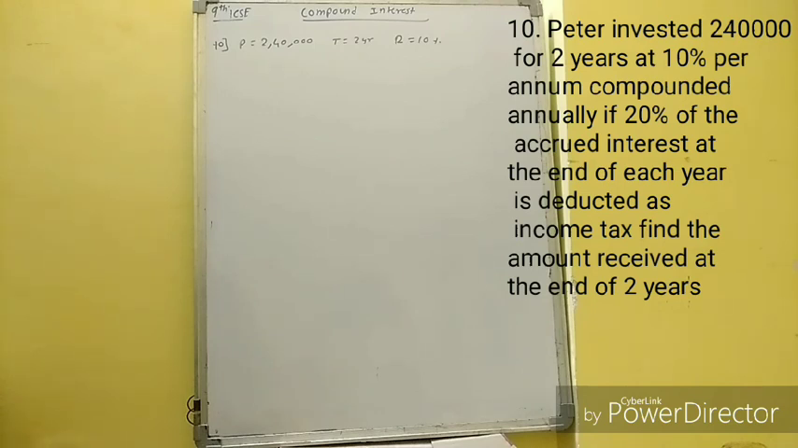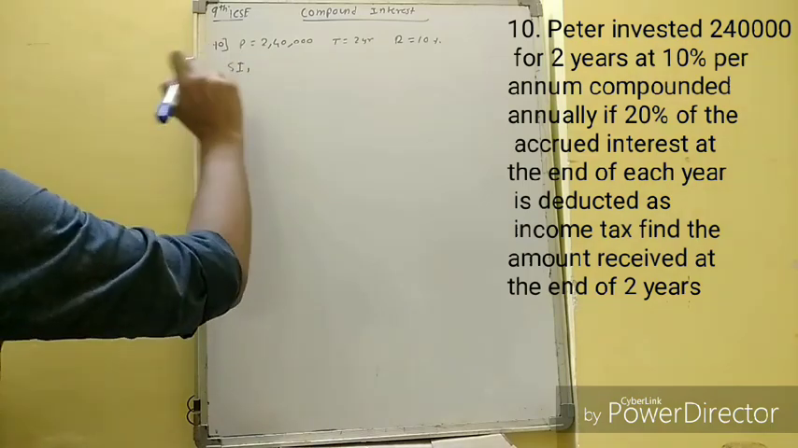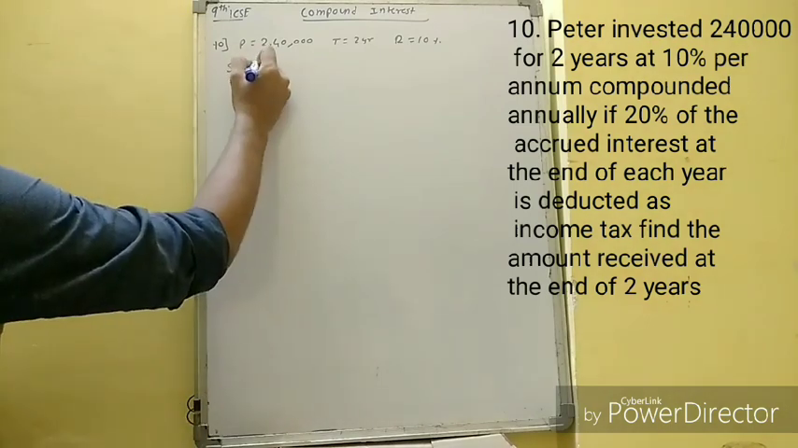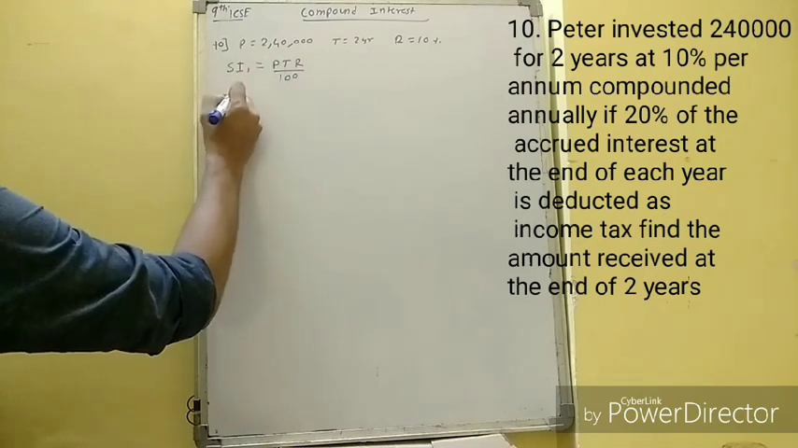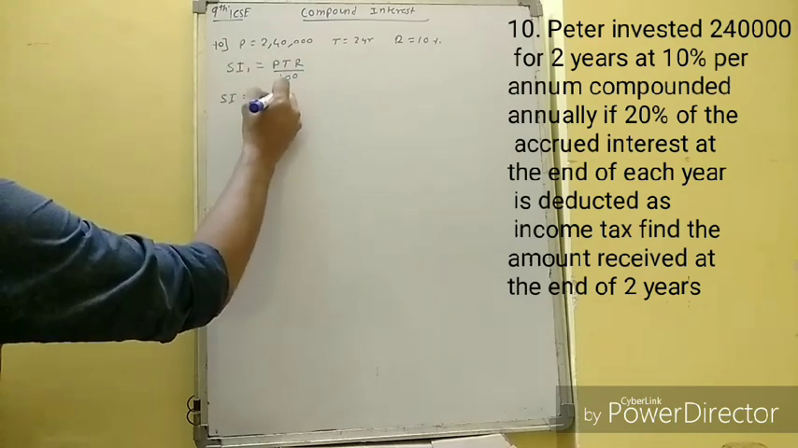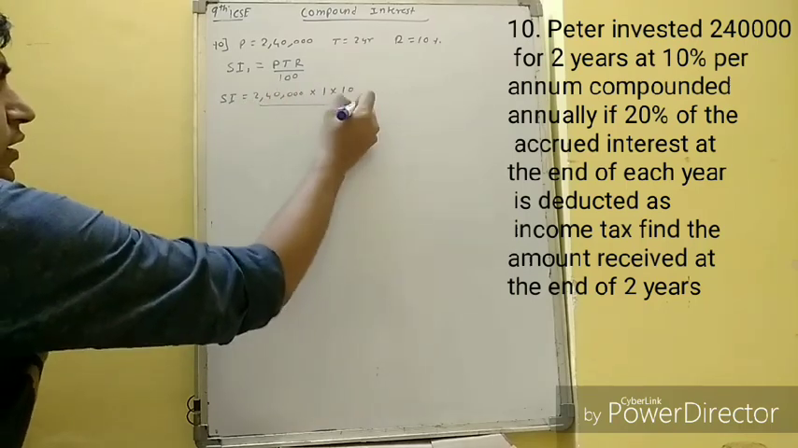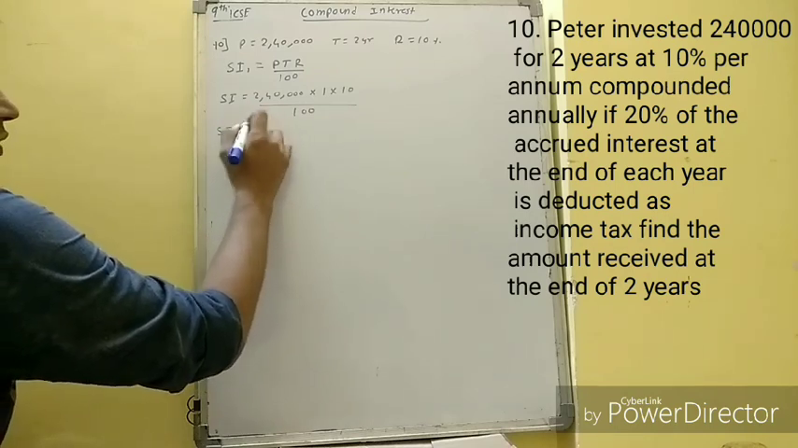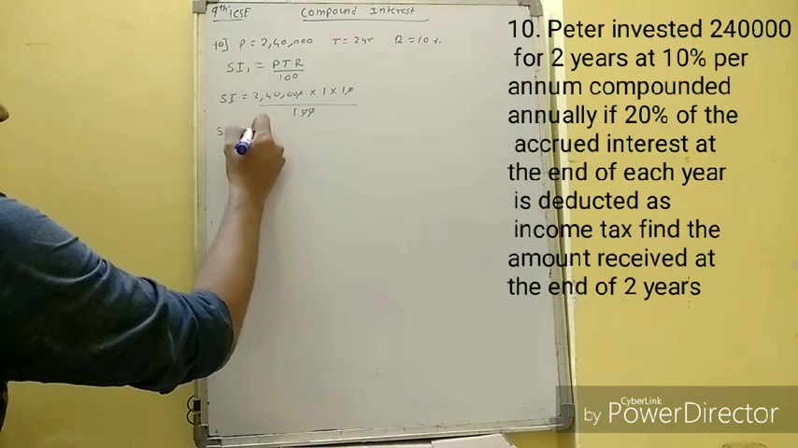Okay, so after every year 20% tax is paid to the government. So first we will find out the interest for the first year. 20% of the interest is paid to the government as tax. So simple interest for the first year is PTR upon 100. So simple interest is 2,40,000 multiplied by 1 year, rate is 10% upon 100. The simple interest will be, we just cancel these zeros, we have 24,000.